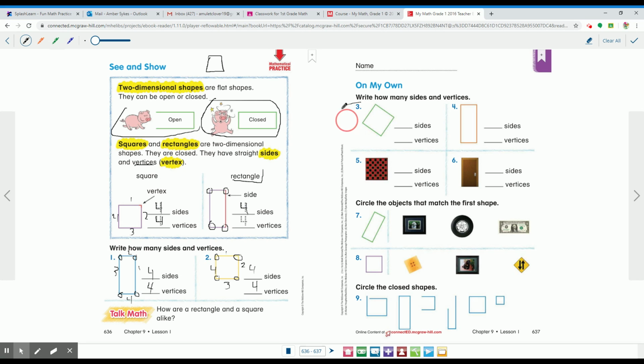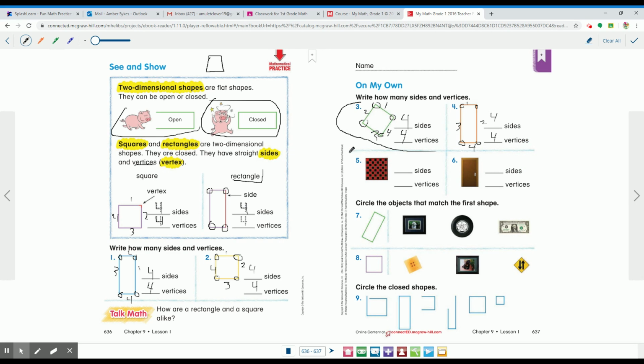Now they're trying to trick us. They've taken our square and they've turned it at a different angle. So let's see. 1, 2, 3, 4. Even though it's in a different angle, it still only has 4 sides and 1, 2, 3, 4 vertices. Oh, what is this, guys? Is this a square or rectangle? If you said rectangle, you're right. 1, 2, 3, 4. How many vertices? 1, 2, 3, 4. So we put 4 and 4.